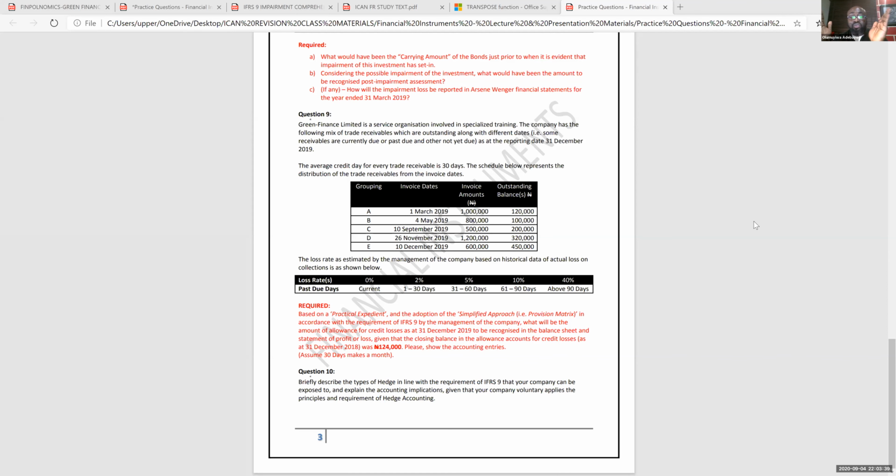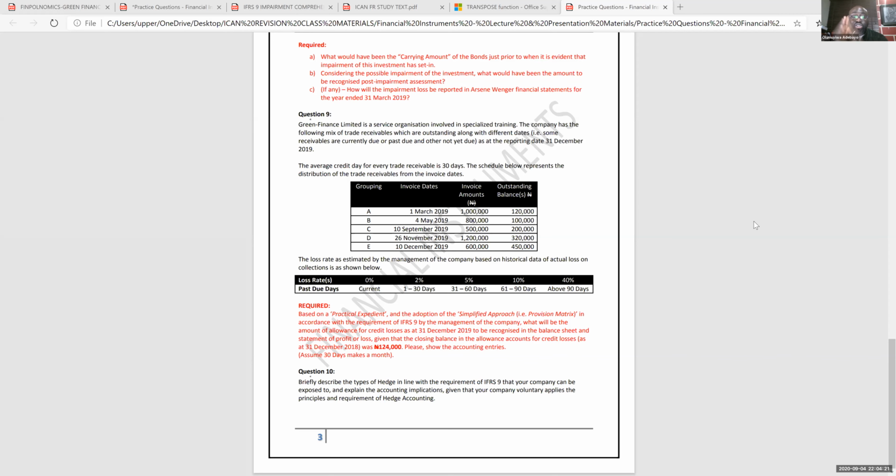Now, we have 5 groupings: Group A, Group B, Group C, Group D, and Group E. Invoice dates were given to us. Now, the invoice amounts amounted to 1,800,000, 500, 1, 2, and 600. But out of those amounts, what is outstanding are 100, 20, 320, and 450. Now, we are told that our loss rate, estimated by management based on historical loss on collection, was given to us.